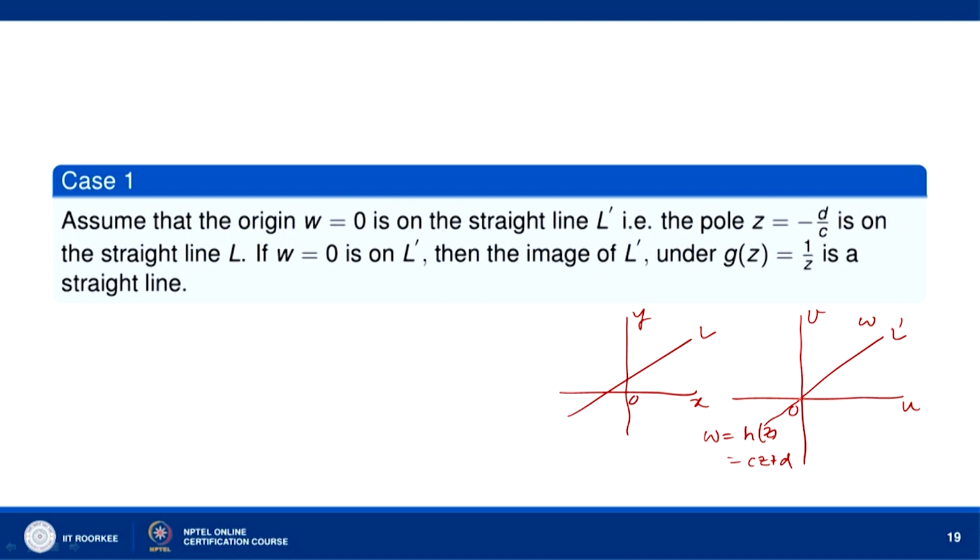So, this means that W = 0 will give you cz + d = 0. This means that z = -d/c. So, z = -d/c will lie on L, and we know that z = -d/c is the pole of the bilinear transformation. So, if W = 0 is on the straight line L', then z = -d/c lies on the straight line L. If W = 0 is on L', then the image of L' under g(z) = 1/z is a straight line. Now, let us see how we get this.